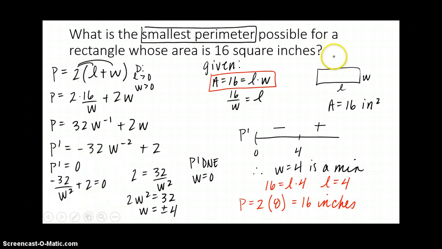Okay, so the steps. This would be steps 1 and 2. Step 3, determine the equation to be optimized. Okay, this would be like 3A and B. Using the given information, substitute that information so that the optimizing equation is in terms of one variable. Find the derivative of the optimization equation, so using the power rule. Find the critical numbers, that would be your 5th step.